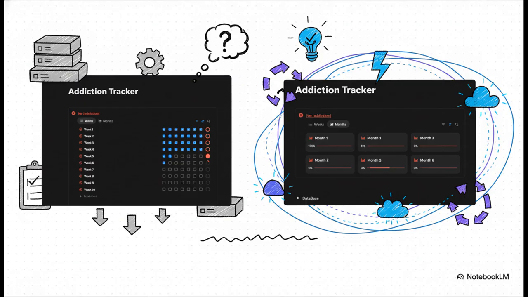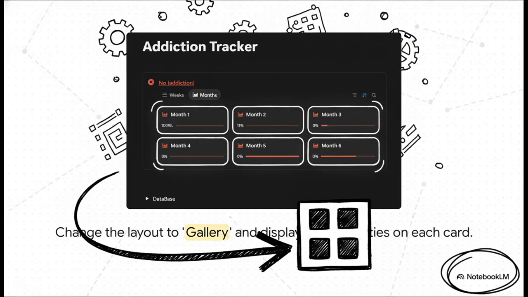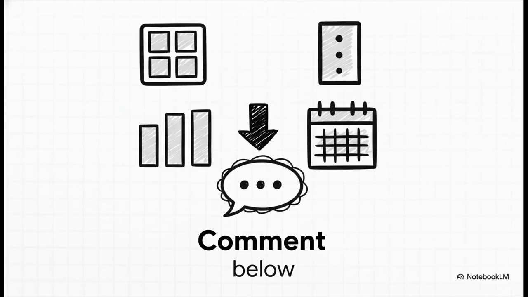Okay, let's talk about making things look good. On the left, you've got a functional but, let's be honest, kind of boring list. On the right, a slick, data-packed dashboard. Now, what if I told you that's the exact same database? All it takes is changing the database layout from list to gallery. That's it. Then you just hop into the property settings for that view and tell it to show key info, like that awesome monthly progress bar, right there on the card. It's an instant visual upgrade. Seriously, the right view can make or break a dashboard. Let me know what you use.